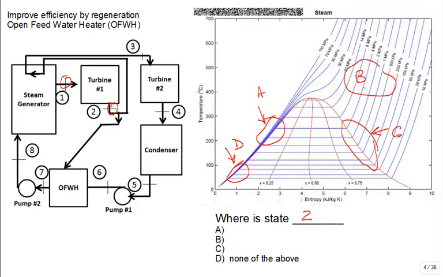And when you pass it through, you're going to come straight down, and somewhere in this vicinity, typically along the 1 megapascal line, is state 2. True? All right.